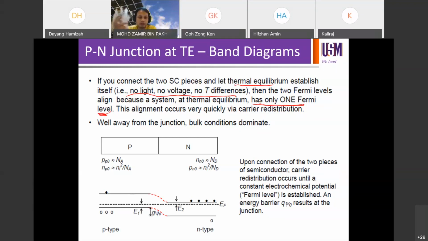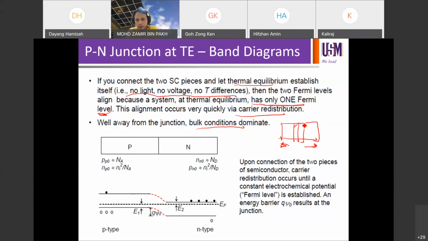But upon combination of P and N, we are only going to have one Fermi level, right? The Fermi levels of both sides are going to align and form only one at thermal equilibrium. The alignment occurs very quickly via carrier distribution, right? Away from the junction, the bulk conditions dominate. We've discussed this now. When you go away from the depletion region, the bulk condition dominates. That means the neutral condition.